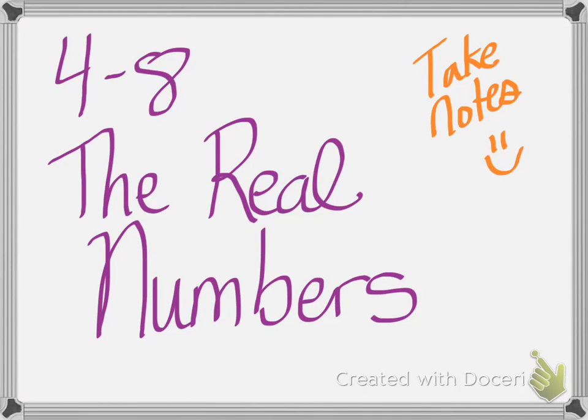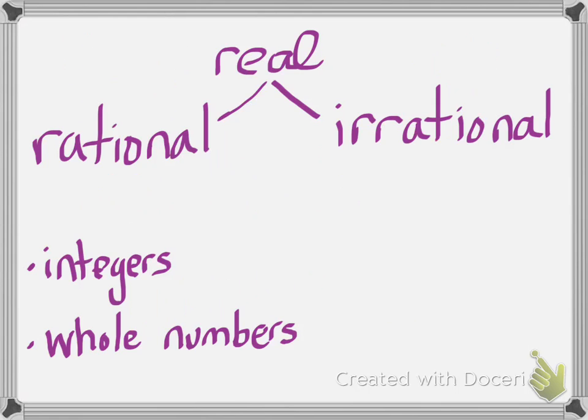4-8 is called the real numbers, and this section is mostly about a vocabulary review. So please take notes. I want to make sure that you are comfortable with the vocabulary and what each of the different categories means for numbers. So let's get started. Real numbers can either be rational or irrational.